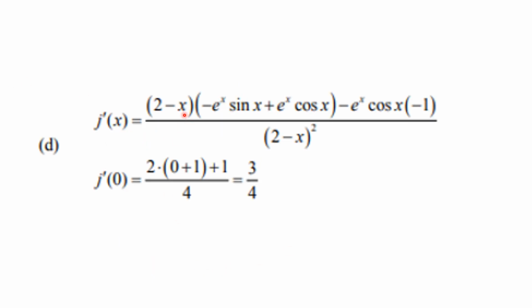So it's going to be denominator times derivative of the numerator. Again, it was a product, so we get this, minus numerator times derivative of the denominator. The derivative of the denominator was minus 1, and then this is 2 minus x whole squared. If I put in 0 for x, I get 4 in the denominator, and 2 times 1 plus 1 is, so it's 3/4.